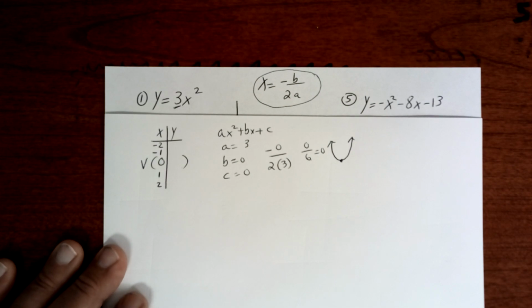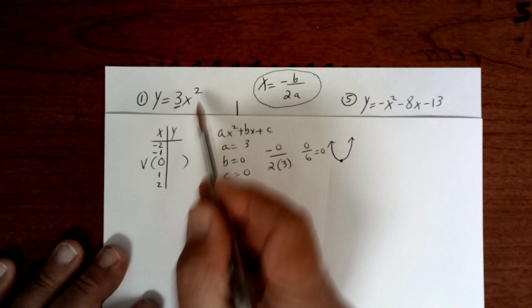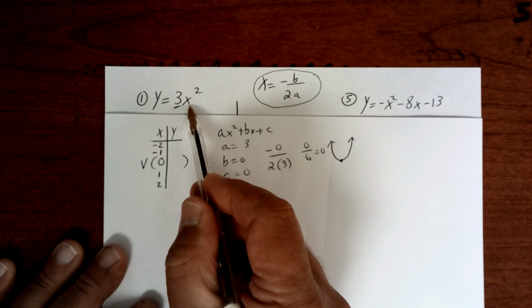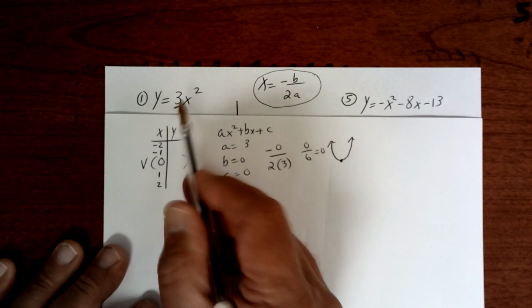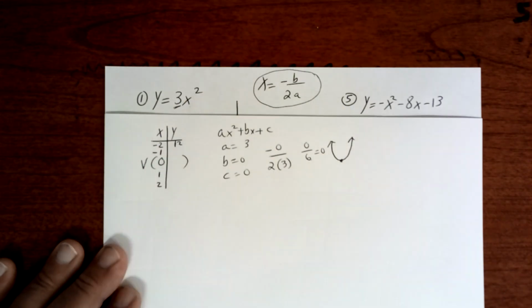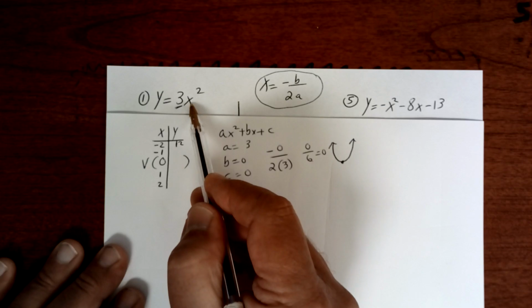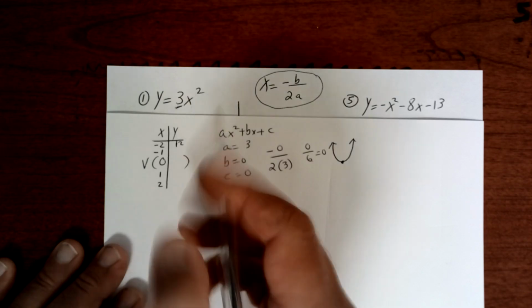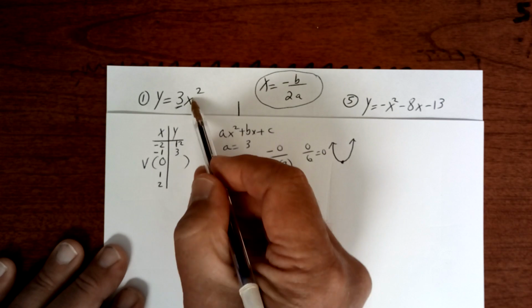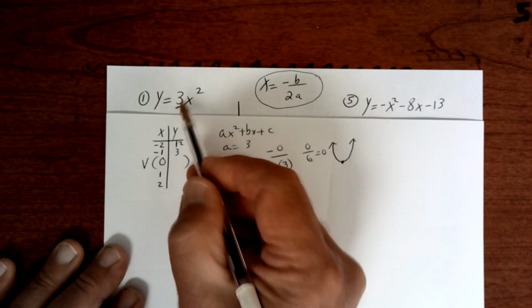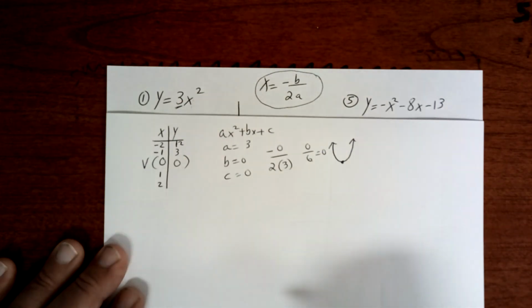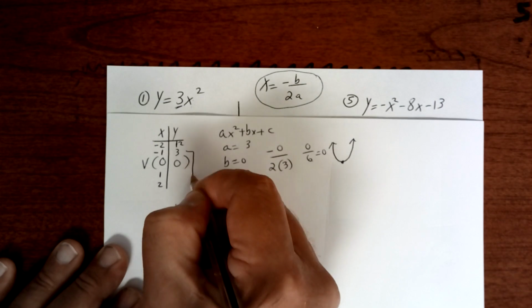And you're going to plug them in. So here we go. Negative 2 squared is 4. Negative 2 times negative 2. So 4 times 3 is 12. Negative 1 times negative 1 is 1. 1 times 3 is 3. 0 times 0 is 0, and 0 times 3 is 0. That's your vertex. Now these should be the same if you did them right. Okay?